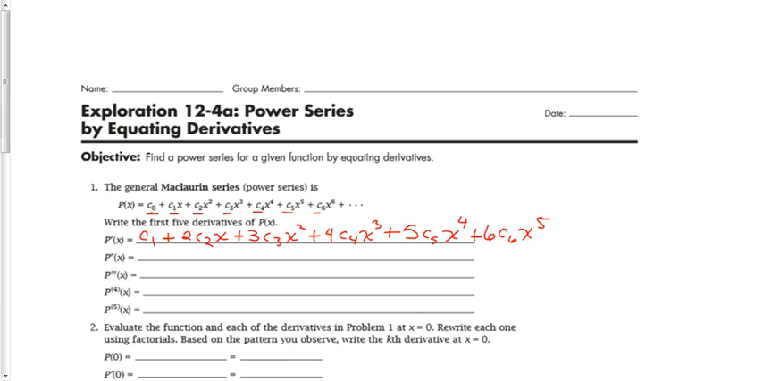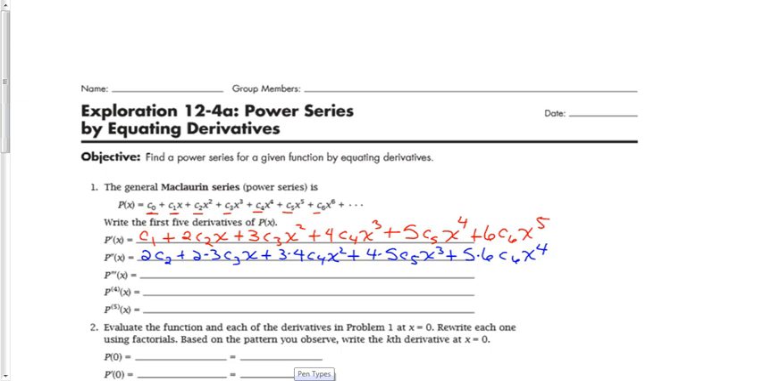So when I say I'm going to do it in the same manner, what I mean is I'm not going to multiply anything out. So my next derivative is just going to be 2 times c2. The next term would be 2 times 3 c3 x. The next one is 3 times 4 c4 x squared. The next one is 4 times 5 c sub 5 x cubed. The next one is 5 times 6 c6 x to the fourth. And again, I hope that you can see that there is a pattern emerging.